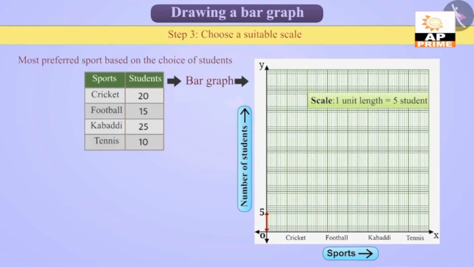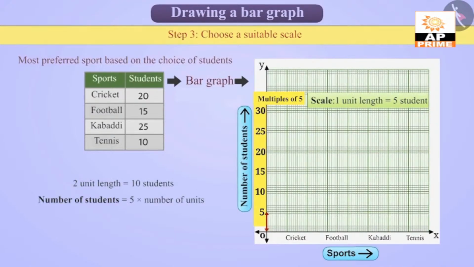Since we have taken the scale 1 unit length is equal to 5 students, we mark multiples of 5 along the vertical line to represent the scale as 1 unit length is 5 students. The length of 2 units represent 10 students. Therefore, the number of students can be calculated by 5 multiplied by number of units. With this, we can also find the number of units by dividing the number of students by 5, which is the length of the bar.